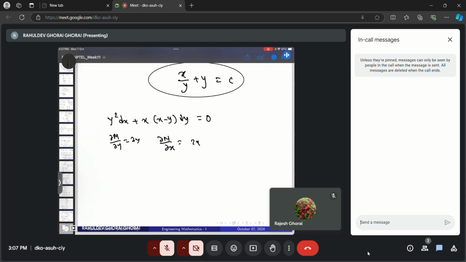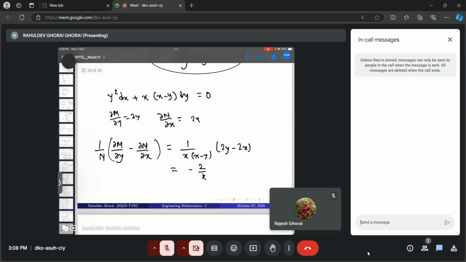So now what can you do? There are multiple ways to do this. First of all, take del M del y minus del N del x and divide by N. This has to be only a function of x. So it is 1 over x times x minus y times del M del y minus del N del x, which is 2y minus 2x, right? That is nothing but minus 2 over x. Yes, it is only a function of x.